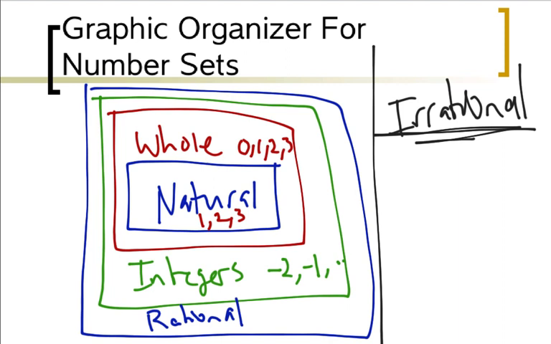But then overarching and over top of all of this is the fact that they are all what we call real. Okay, so we've got this whole group on the left, and then finally on the outside we've got irrational, and then over the whole thing we've got real.